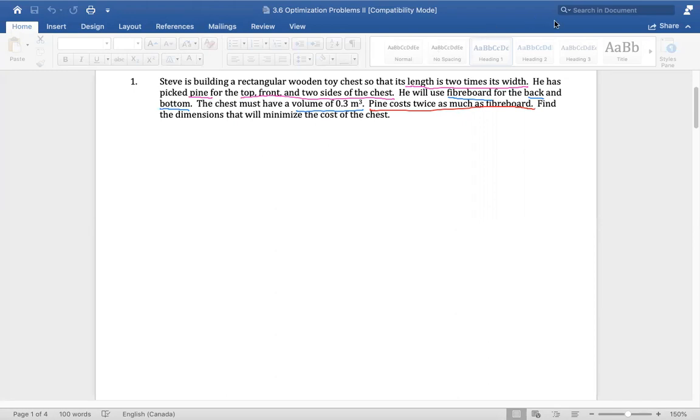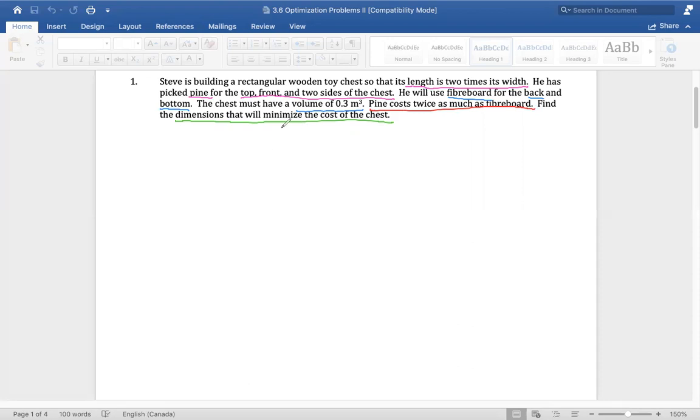Find the dimensions. So here's really the question. Find the dimensions that will minimize the cost of the chest. So obviously when we're talking about cost and value, right, and we're not talking about revenue, we're talking about money out of your pocket, we want to minimize that cost.